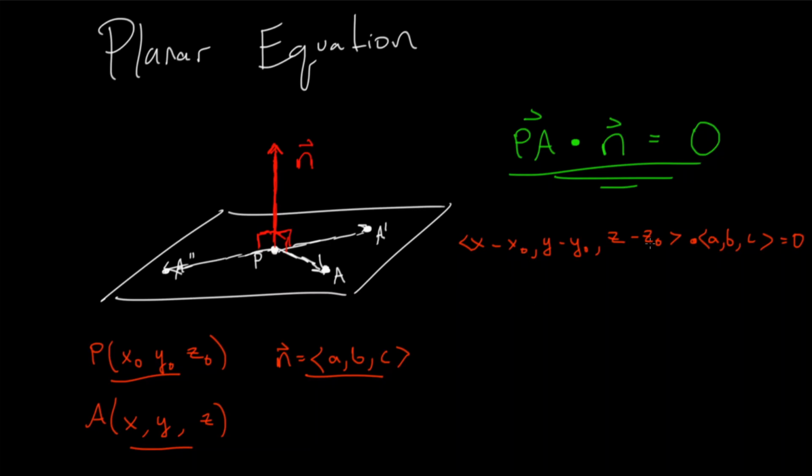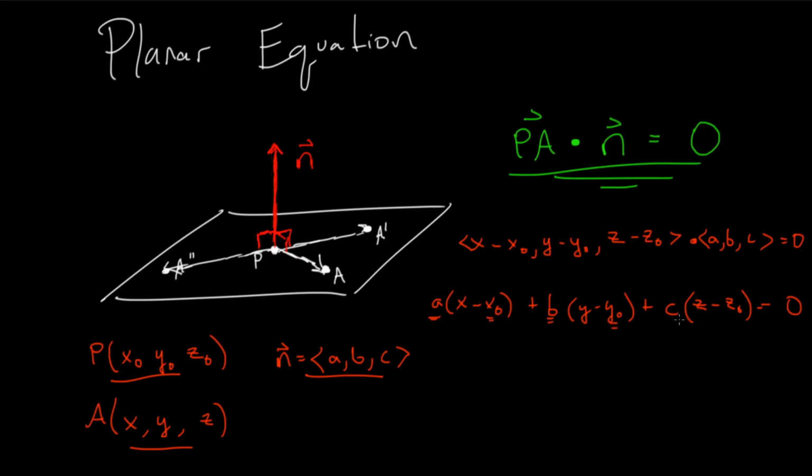Right? And then if you just do this out, you're going to get A times X minus X naught plus B times Y minus Y naught. This is just the dot product, multiplying the corresponding components. And then C times Z minus Z naught. That's all equal to 0. And guess what? A is a number that we know. X naught is a number that we know.